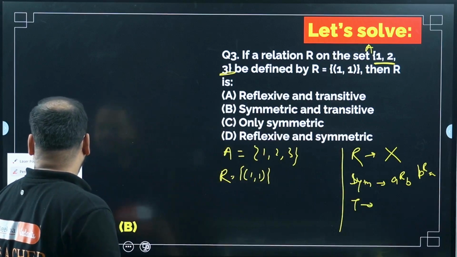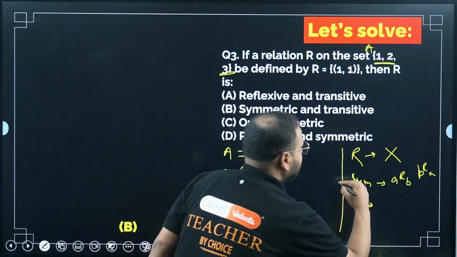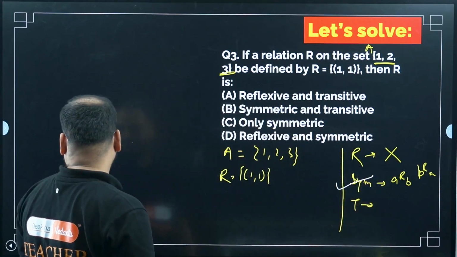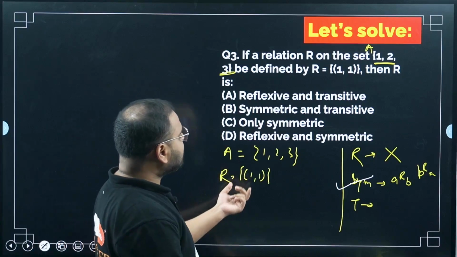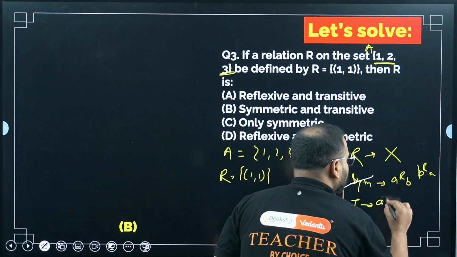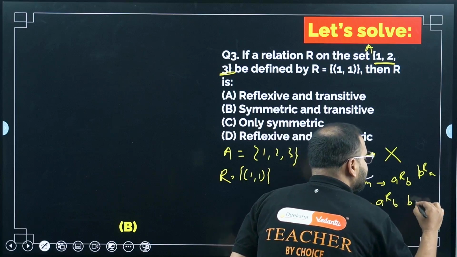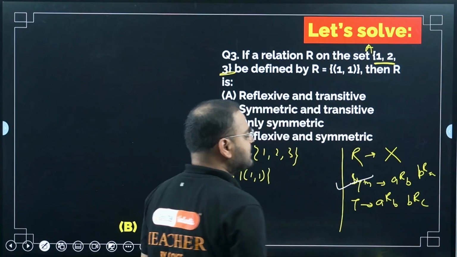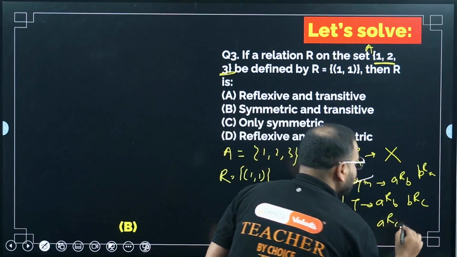Correct now, because 1, 1, 1, 1 will make the same thing. So symmetric, yes sir. What about transitive? We can't even check because what is it there? So ARB, BRC, then ARC has to be there. We can't check. So we can't call it.